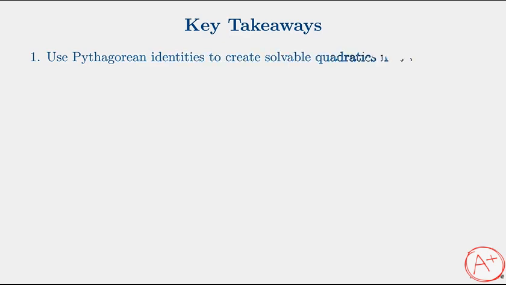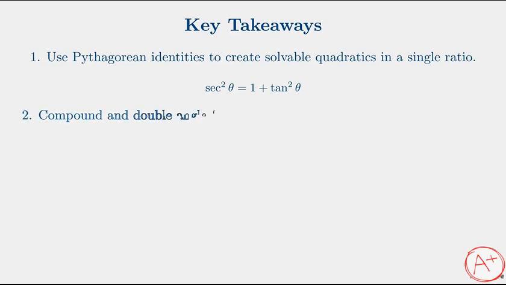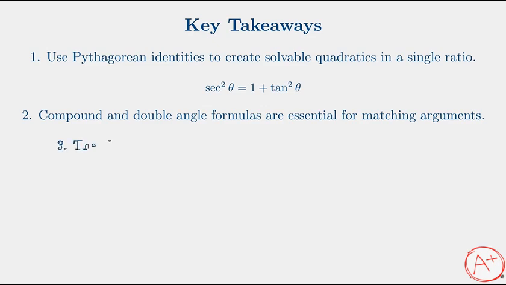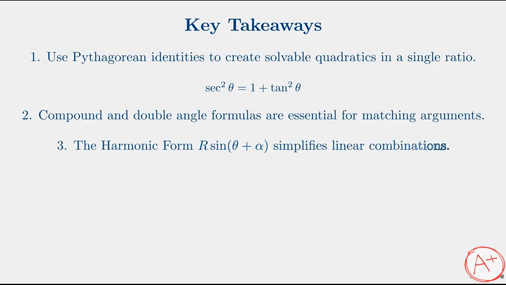To summarize today's lesson on trigonometric identities for the Cambridge 9709 syllabus. First, always use the Pythagorean identities, like secant squared equals 1 plus tangent squared, to transform equations with mixed terms into a single trigonometric ratio. Second, remember that compound and double angle formulas are your primary tools for simplifying expressions where the frequencies or arguments of the functions do not match. Third, the harmonic form is the most efficient way to solve equations involving a combination of sine and cosine, and it immediately reveals the maximum and minimum values of the function.